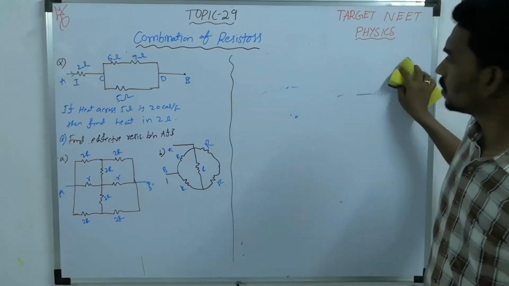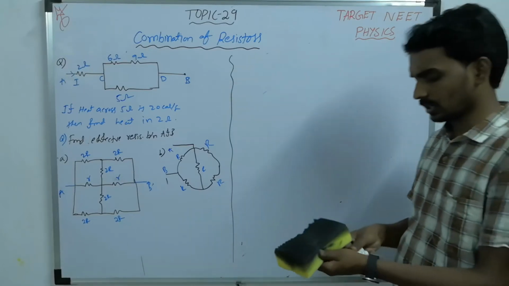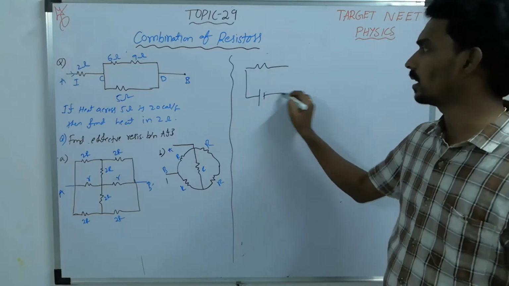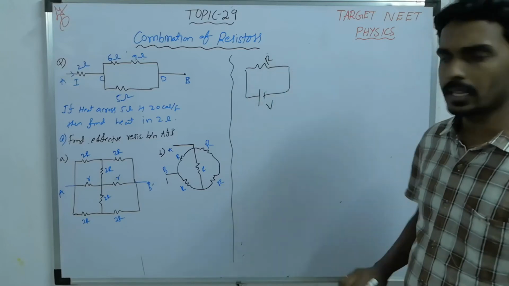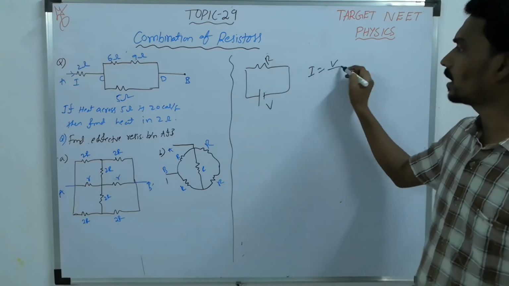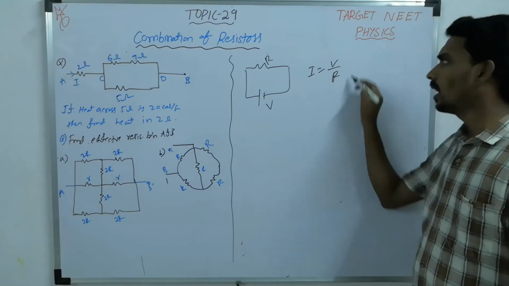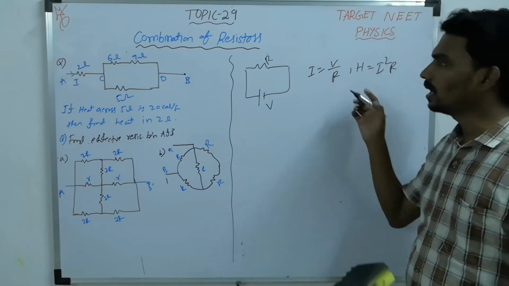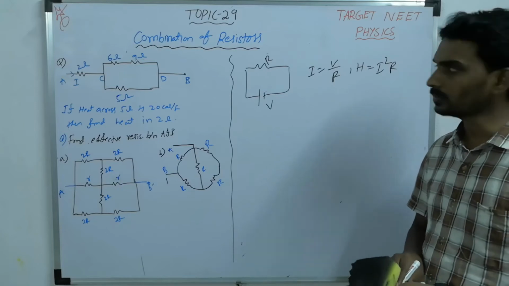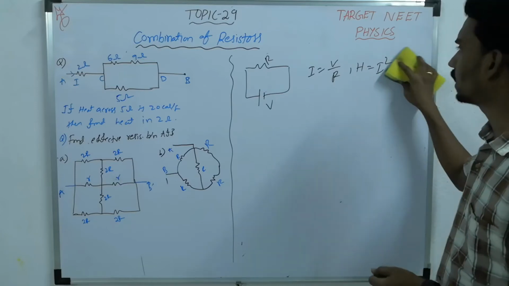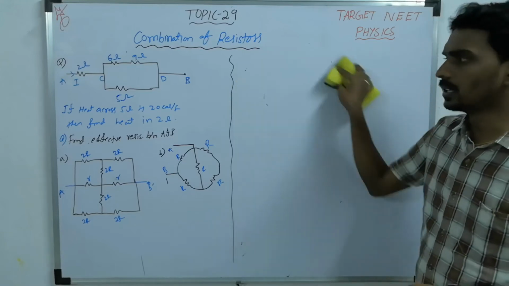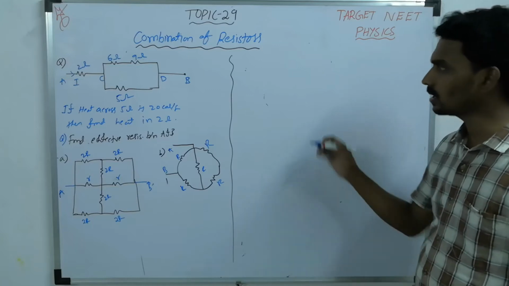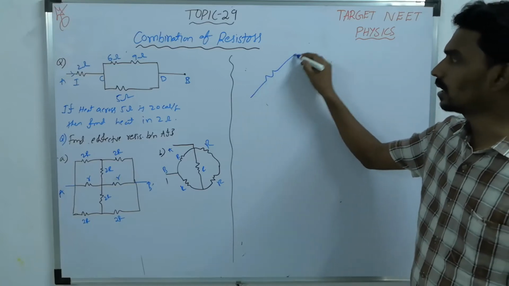But apart from this, you have to remember one more thing: when you connect a resistor across a battery of voltage V, then Ohm's law says I equals V by R, and the heat energy dissipated will become I square R. Remember this formula also. And the last and final thing is one simple formula we use to get the question, that is Wheatstone bridge condition.